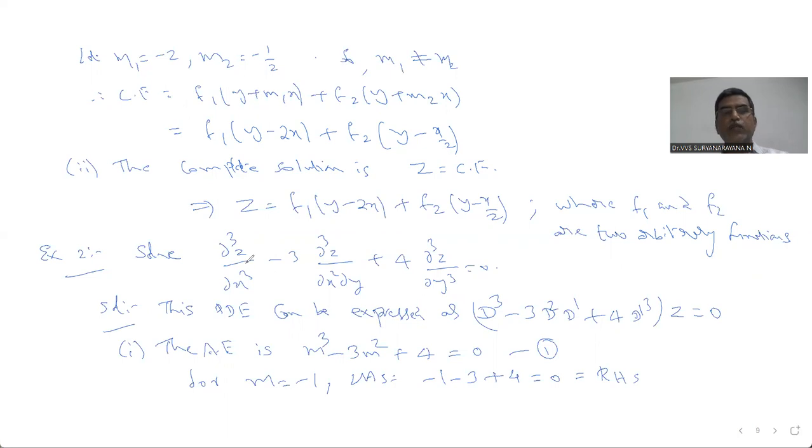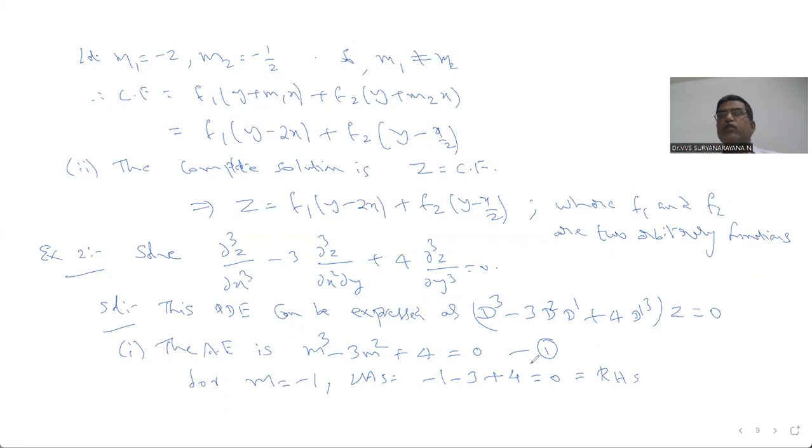Now take another example: del cube z by del x cube minus 3 del cube z by del x square del y plus 4 del cube z by del y cube equal to 0. So we have taken a third order linear PDE with constant coefficients. As per the notation, this becomes D cube of z minus 3 D square D dash of z plus 4 D dash cube of z. So the auxiliary equation, by replacing D with m and D dash with 1, is m cube minus 3m square plus 4 equal to 0.